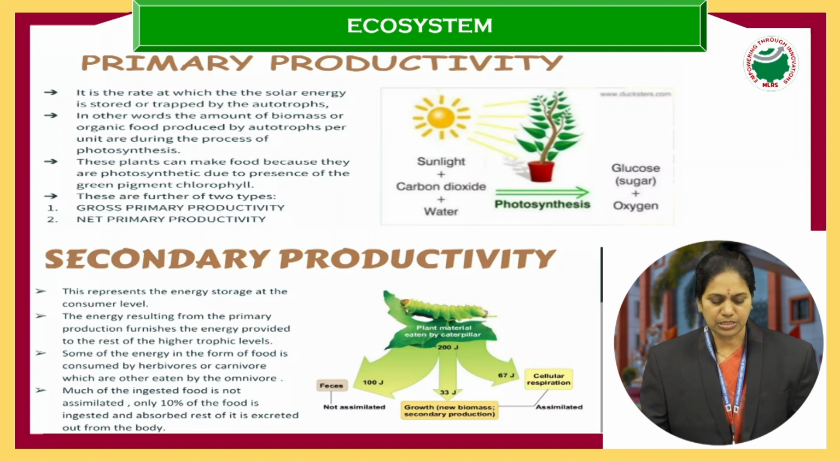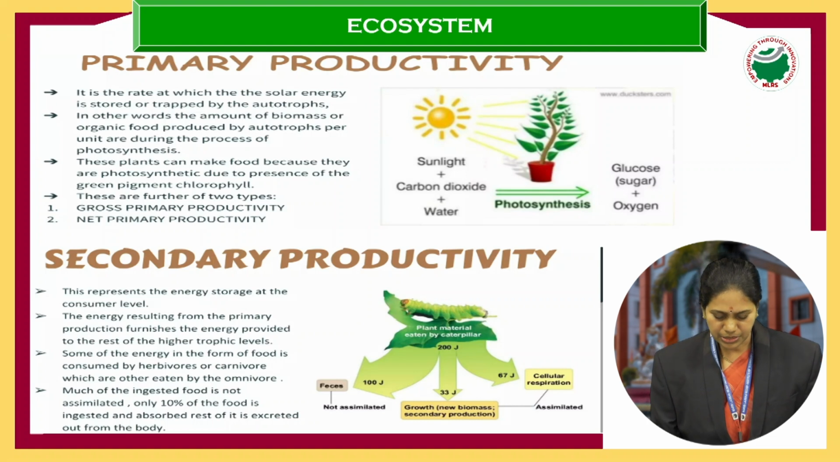Then let us talk about secondary productivity. Secondary productivity is the actual amount of food which is consumed by the herbivores and later eaten by the carnivores or the omnivores. The actual amount of food which is stored in the higher order organisms, we call secondary productivity. I'll show you one example here.